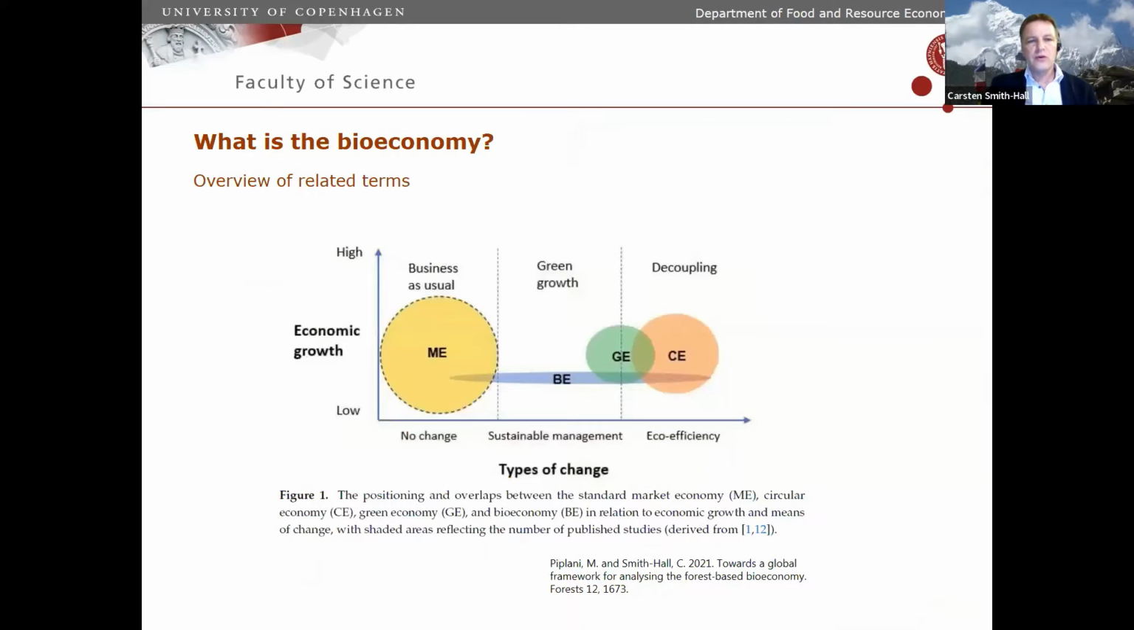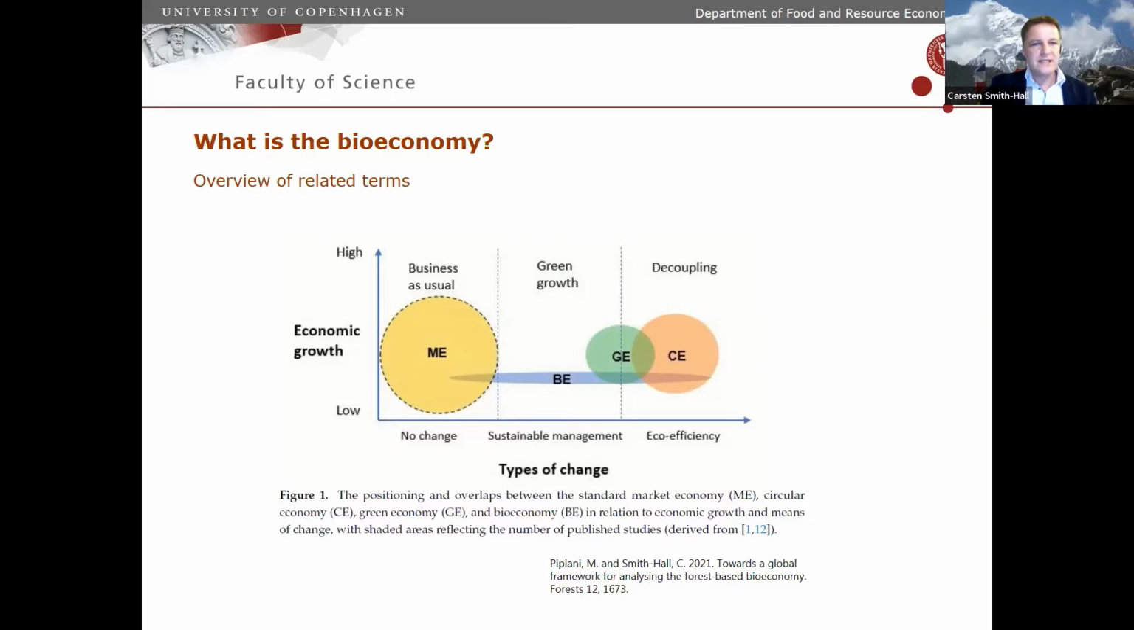So first, a few words about the bioeconomy. There are many terms out there, and I suppose many of you are familiar with this figure in one form or the other. What you can basically see here are four different types of ways of thinking about the economy. The big yellow one is the market economy, and then you have the B, the bioeconomy, the G, the green economy, and C, the circular economy. And what I want to show here is the width of the bioeconomy.